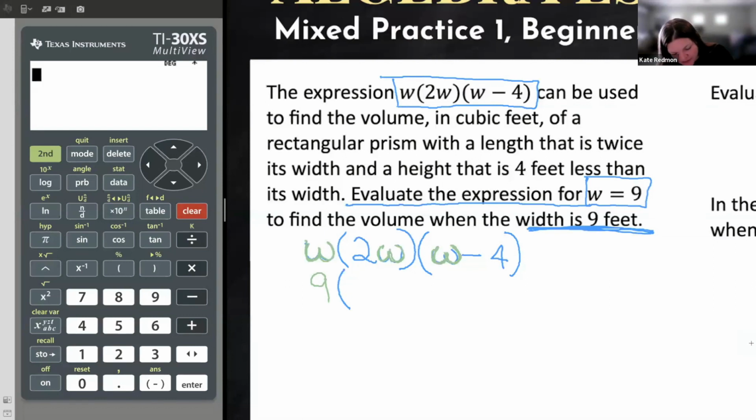So I'll still have my parentheses. I'll still have my 2. Now this looks a little tricky here because obviously this W is a 9, like we said, but what are the 2 and the 9 doing? Is that 29? This is where this problem gets tricky. The 2 and the 9 are shoved together. And so I'm going to put them in parentheses to say 2 times 9.